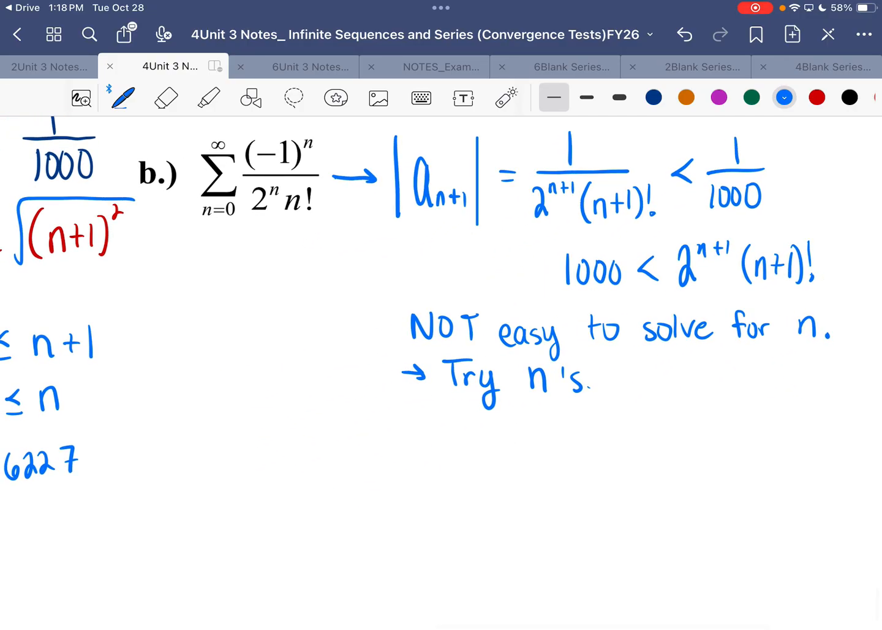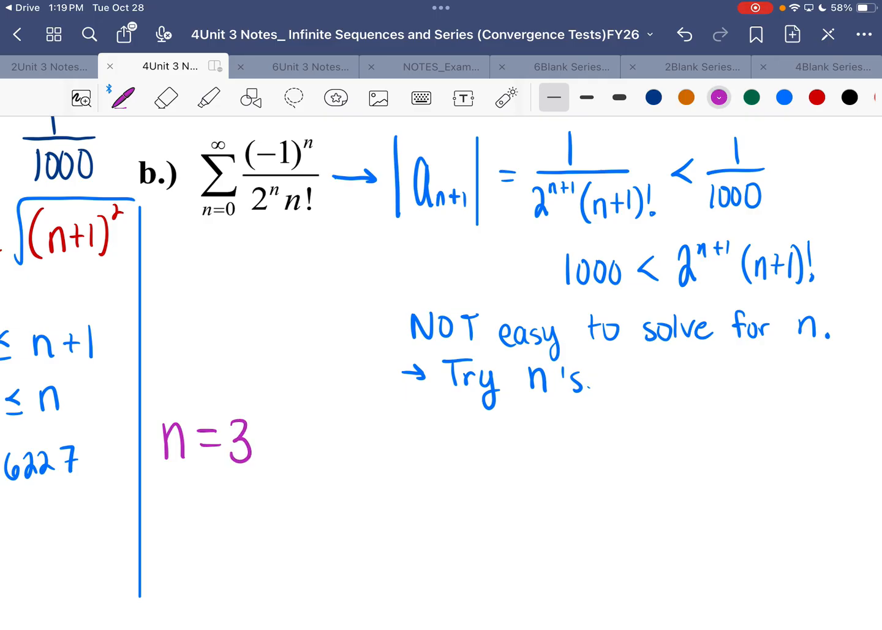It's not super fun. It might be a little tedious, but that also kind of means you're probably going to get there faster. So think before you write anything down. If I tried n equals 1, I'd have 4 times 2 factorial. Is that going to get you anywhere close to 1,000? No. If I try n equals 2, that'd be 8 times 6. Not close to 1,000. Let's maybe try n equals 3.